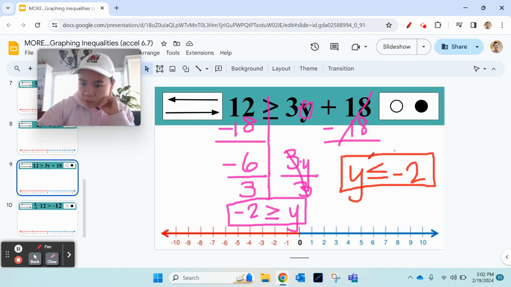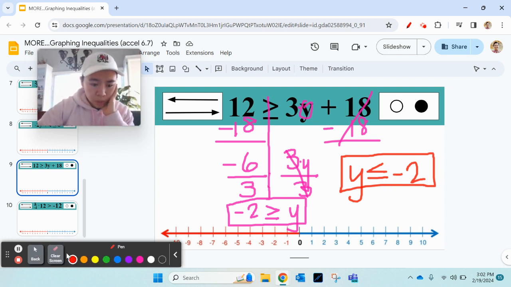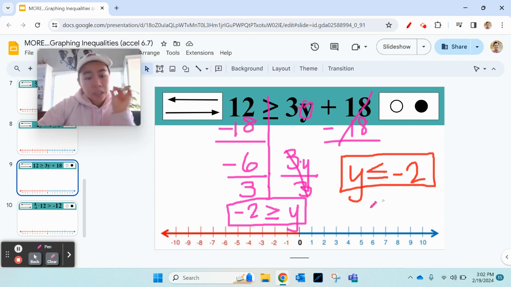And now this is something that we are used to plotting. We are used to putting this on the number line. So let's do it. y is less than or equal to -2. Sorry, I didn't mean to write that little check mark there. So we're going to put a closed point on -2. Closed because it's or equal to. Where are all the numbers that are less than that? Over here on the left.